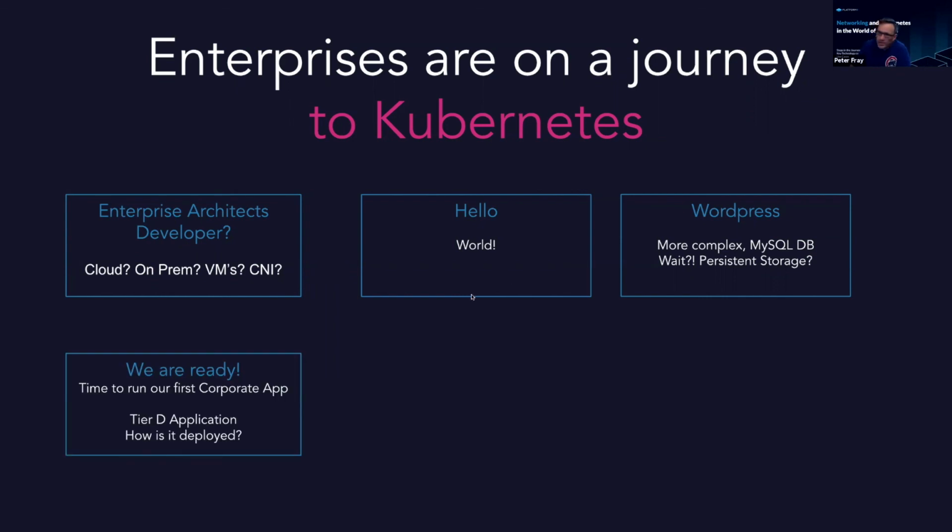After we get WordPress, these enterprises are typically looking for some sort of tier D application to deploy in Kubernetes, right? In the case of 5G, it's probably going to be NFVs. That is not a tier D, but they're trying to figure out how to do it. How do I deploy it? How do I install it? And we're going to talk about a lot of that today, Rupak and I.